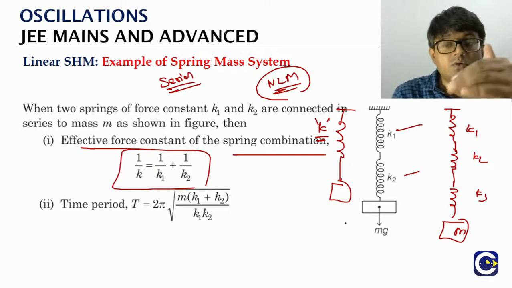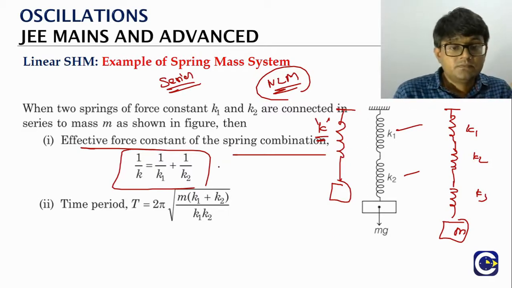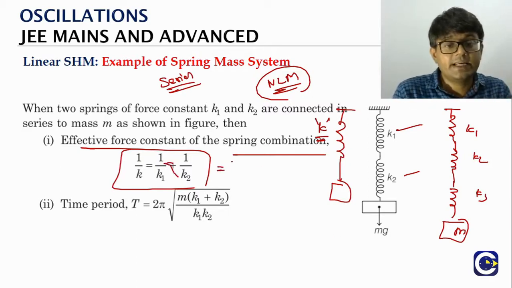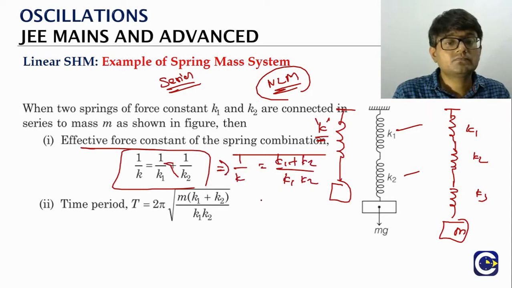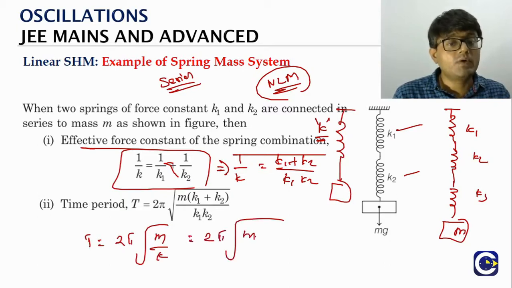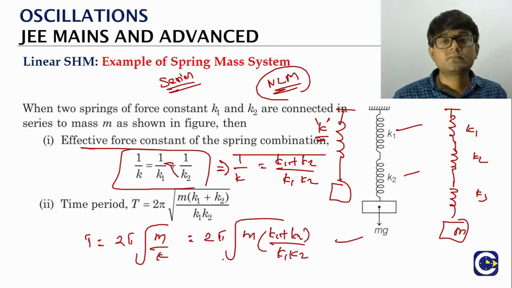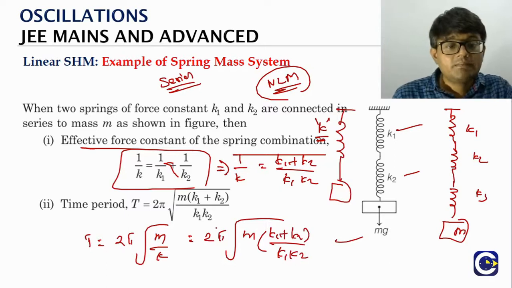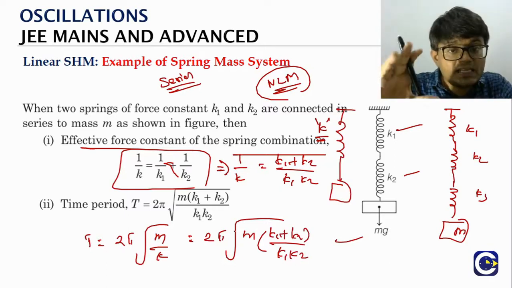1 by K is equal to 1 by K1 plus 1 by K2. From here, if you take an LCM, what do we get? 1 by K is equal to K1 plus K2 by K1 K2. So what is the period of oscillation formula? 2 pi root m by K, which means 2 pi root m into 1 by K. So what is 1 by K? K1 plus K2 by K1 K2. That's it. So this is the period of oscillation for the series combination.